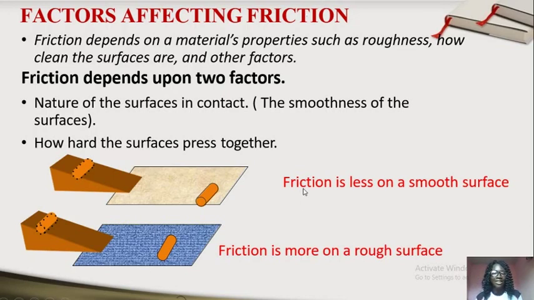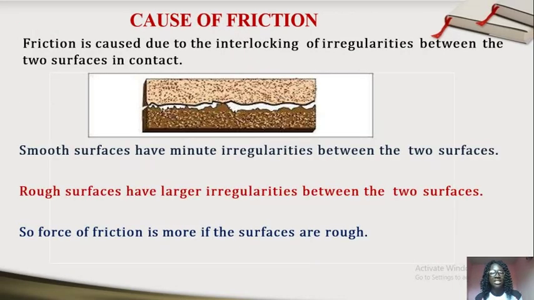So in conclusion, let's agree now that friction is less on a smooth surface and friction is more on a rough surface. So these are the two major factors friction depends upon: the nature of the surface and how hard the surfaces are pressed together. For a smooth surface, friction is less, and for a rough surface like your rug or carpet, friction is more. So are there things that friction helps us to do? Is friction useful in our daily life? We're going to see that as we journey through.